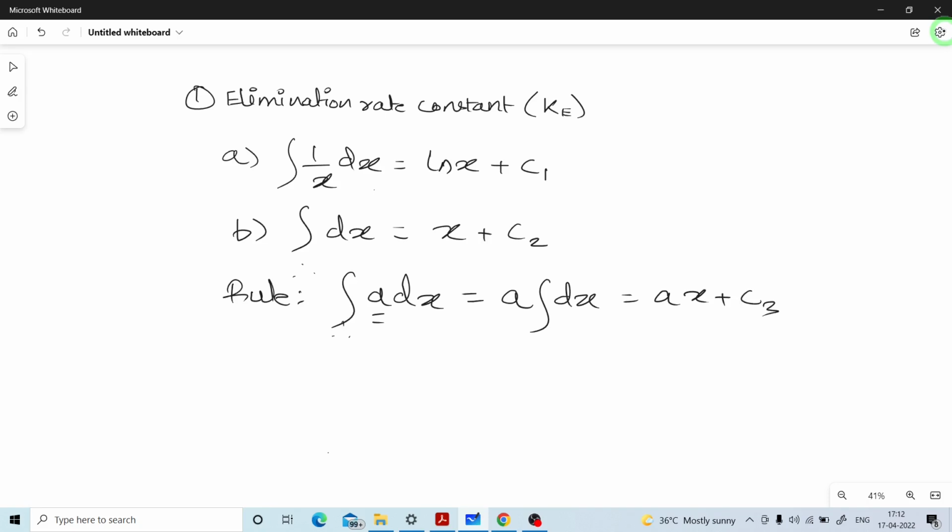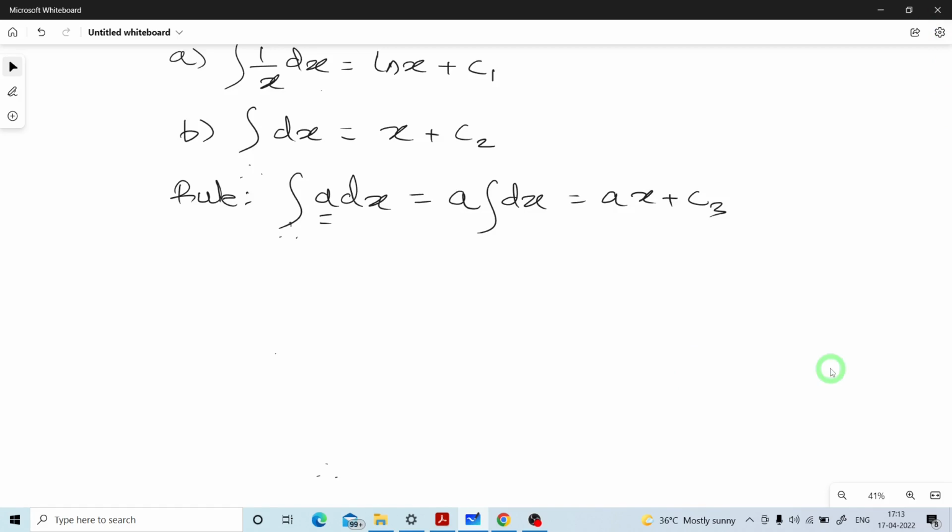Okay, so the first two formulas and this rule are going to help you derive the elimination rate constant from our equation number 1. So first I will write down equation number 1 over here. Our equation number 1 was dx upon dt is equal to minus ke, that is the elimination rate constant, into x.